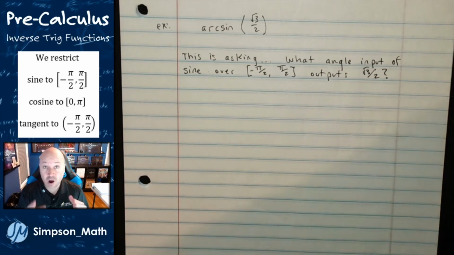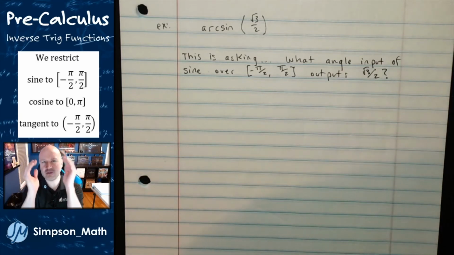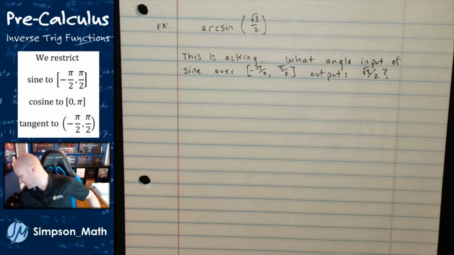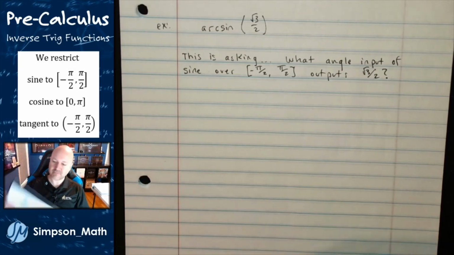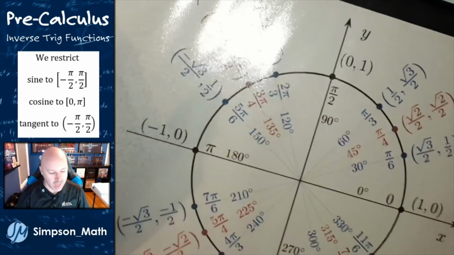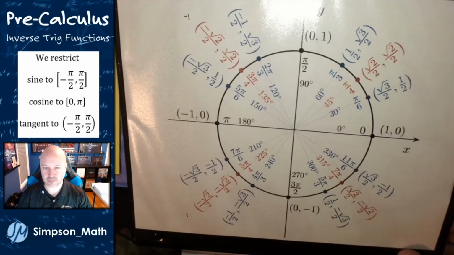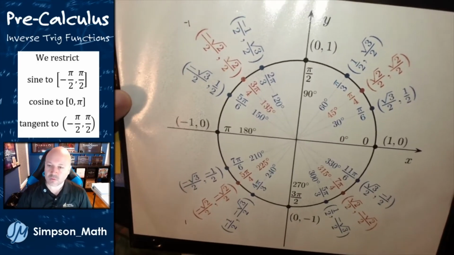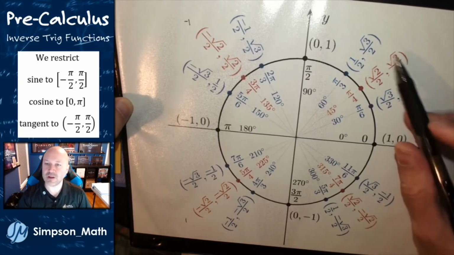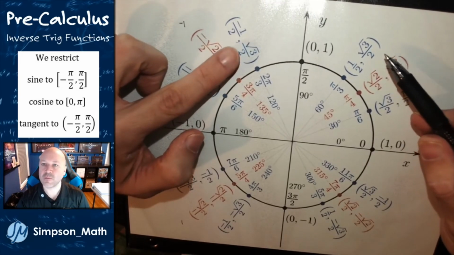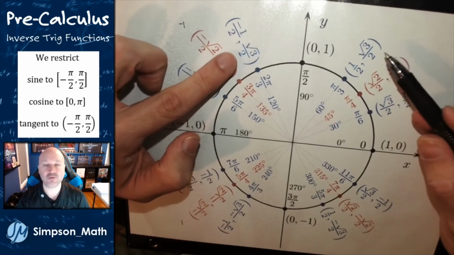As soon as you see the word arc or inverse, think of the restriction. So this is asking what angle input of sine over that very restricted negative pi/2 to pi/2 would give me root 3/2. I'm going to bust out a unit circle to help me visualize this. I'm looking for a sine value of root 3/2. Well, I see one at pi/3, but I also see one at 2pi/3. Both of these have an output or a y value of root 3/2.